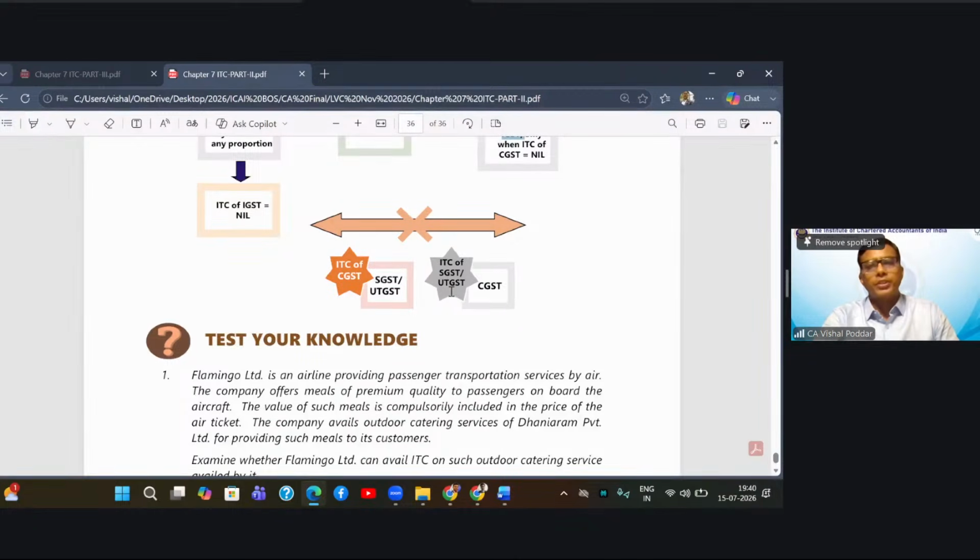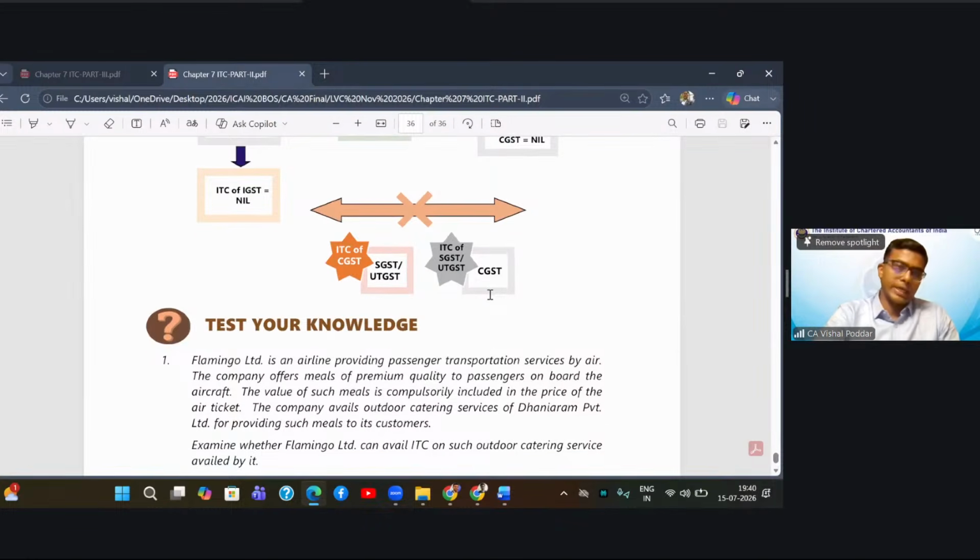Most important point, students, CGST credit cannot be used for SGST or UTGST liability. Similarly, SGST or UTGST credit cannot be used for CGST liability. So these cross utilization are not applicable. Fine, students?